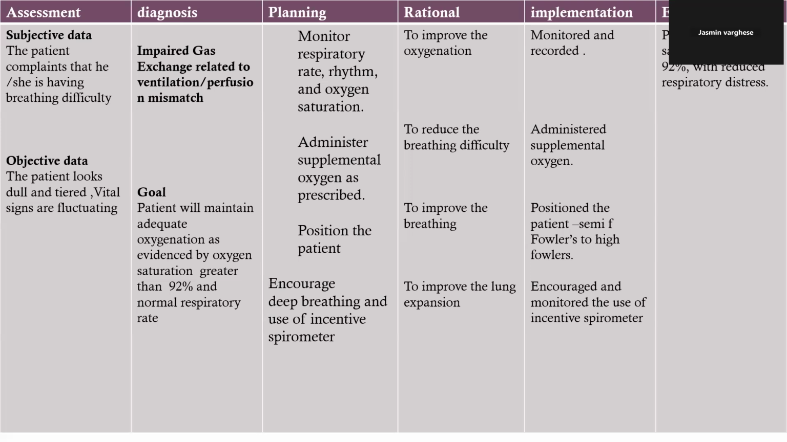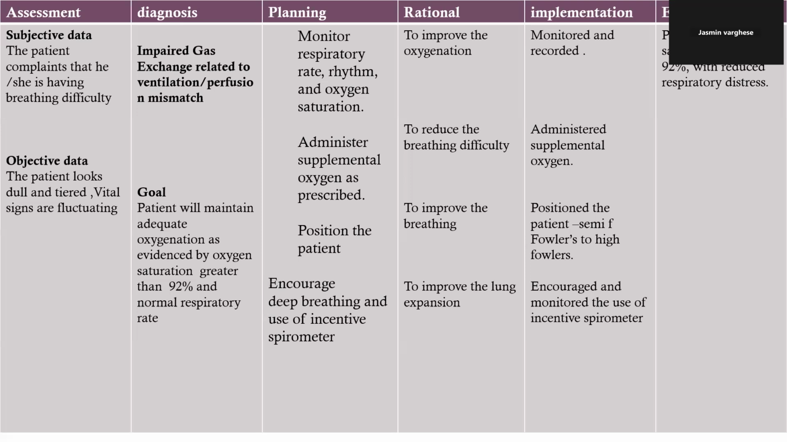The subjective data is the patient complains that he or she is having breathing difficulty. The objective data is the patient looks dull and tired and vital signs are fluctuating. Then you have to write the diagnosis. Then goal: the patient will maintain adequate oxygenation as evidenced by oxygen saturation greater than 92% and normal respiratory rate. Then coming to the planning, first one, monitor the respiratory rate, rhythm, and oxygen saturation. Rationale: to understand the condition of the patient. Implementation: monitored and recorded.